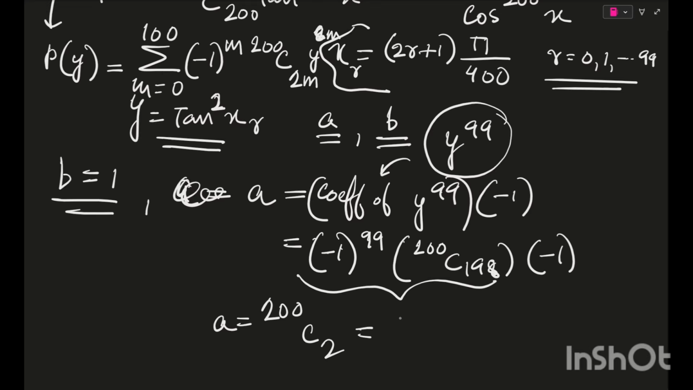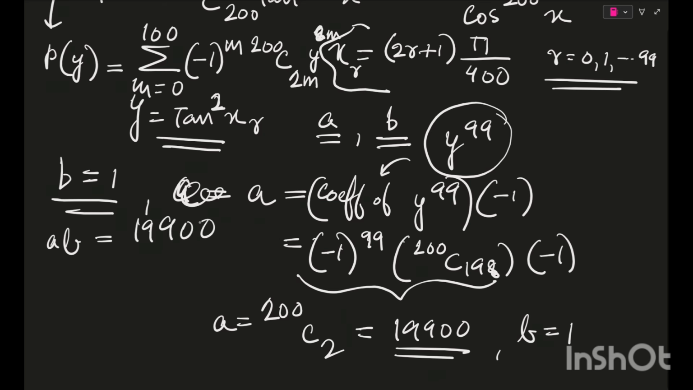I am writing the result. It will come out to be 19900, and b has come out to be 1. So ab will come out to be 19900, and we had to divide it by 25. So dividing this by 25, your final answer will come out to be 796.